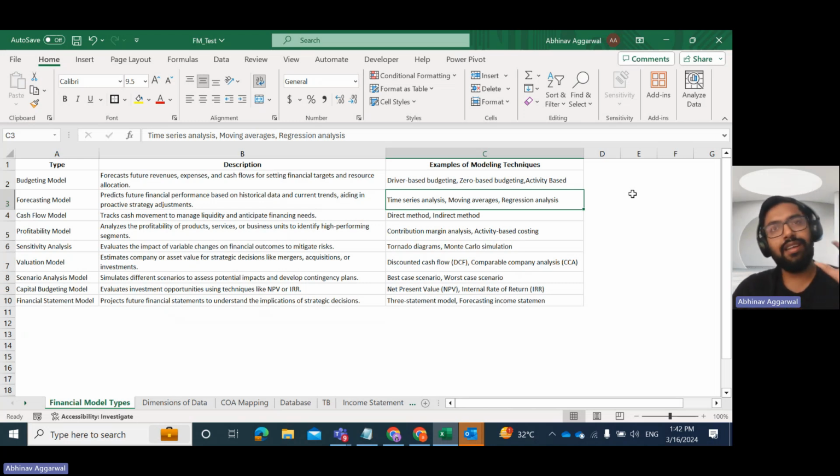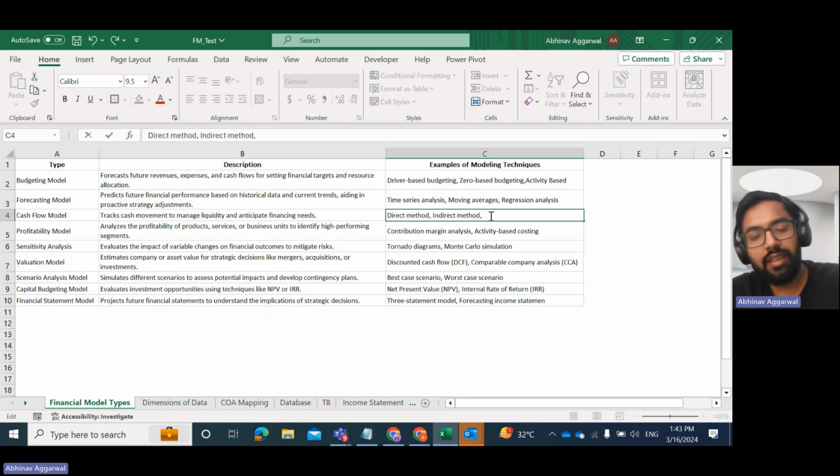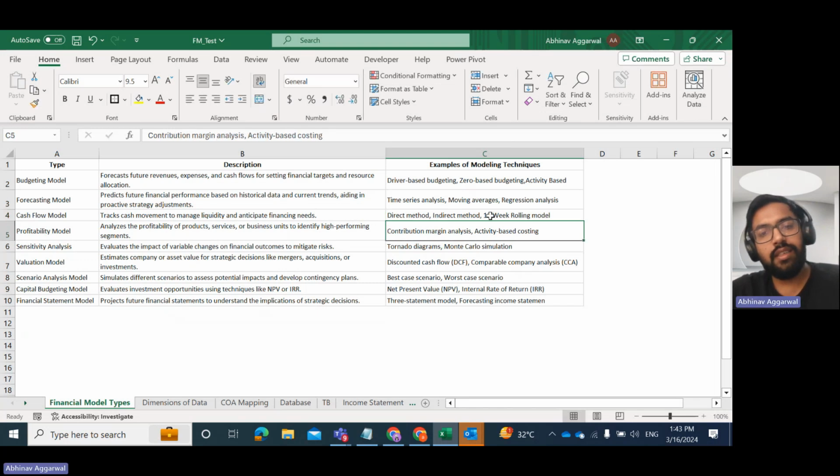Talking about the cash flow model, and trust me, it's one of the favorite models for the management. For every company, cash is very critical, and tracking cash movement is very important to manage liquidity. There are different methods to build a cash model, be it the direct method or the indirect method, and there is the concept of 13-week cash flow, which is mostly a combination of forecasting as well as a cash flow model. This is a very critical model, and it is very important for you to know because it's very common these days to build a rolling forecast model to track the cash movement.